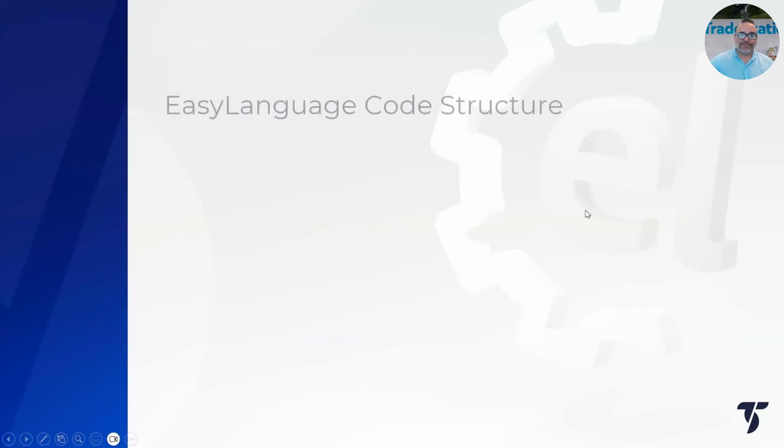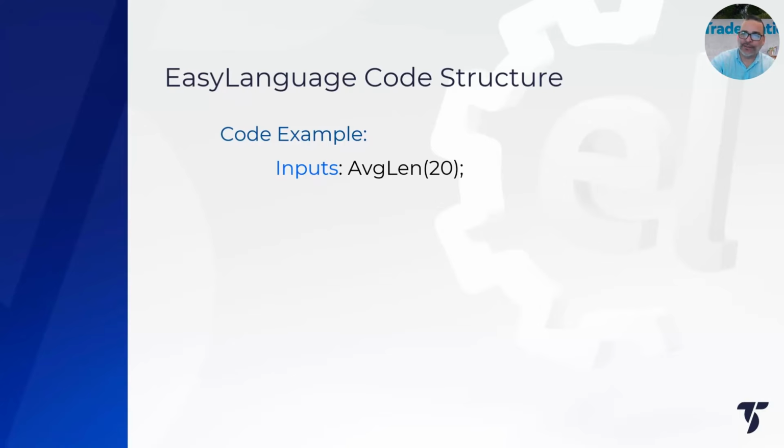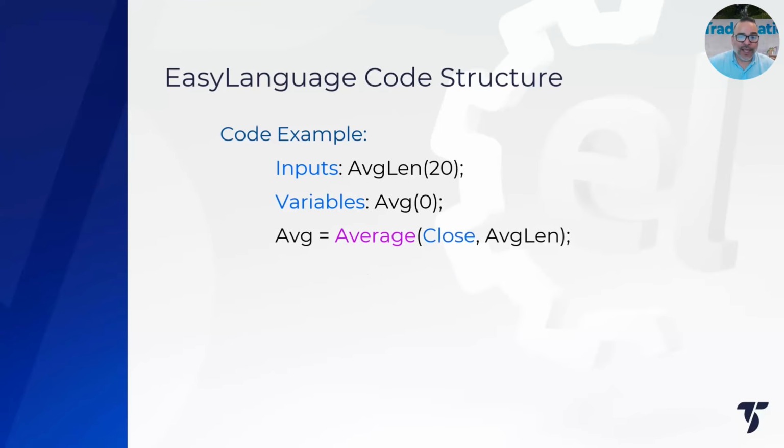Okay, so structure. This is just an example. Almost every study and every strategy in TradeStation will follow this structure where you have inputs at the very top, you have variables right after, then you have the assignment of the variable, meaning you're telling TradeStation what that average represents. And then you plot.